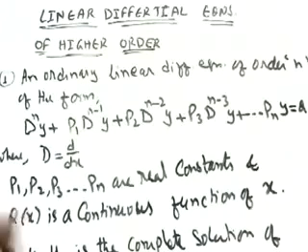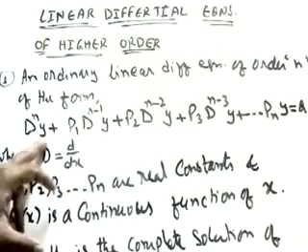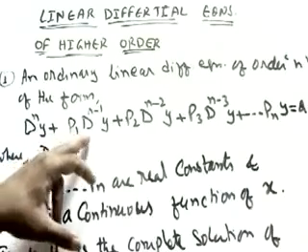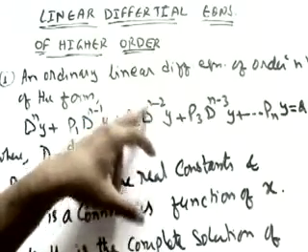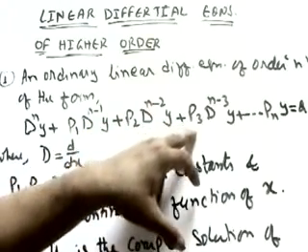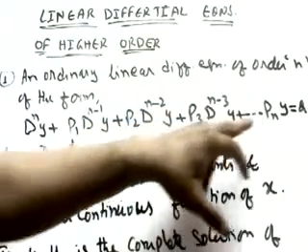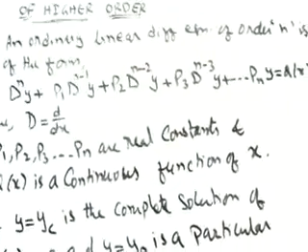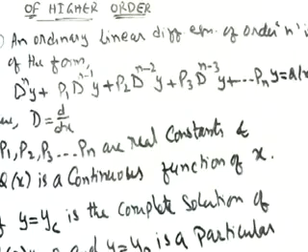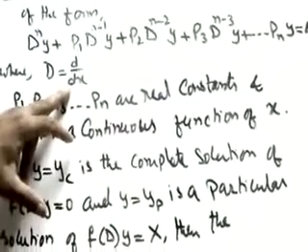An ordinary linear differential equation of higher order is of the form D^n y + p1 D^(n-1) y + p2 D^(n-2) y + p3 D^(n-3) y and so on, plus pn y = q of x. This is the general equation of a linear differential equation of higher order, where D means d by dx.